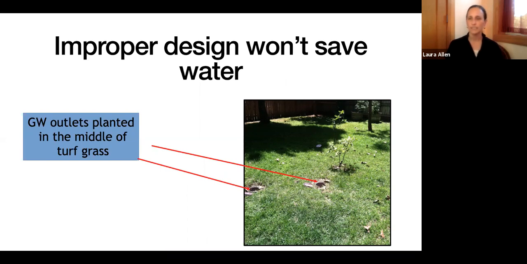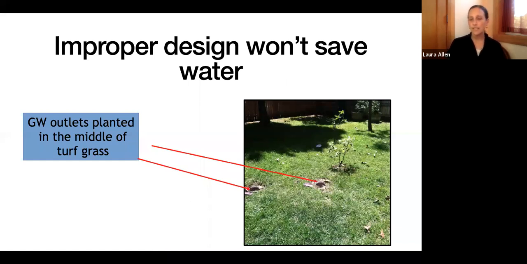They built a technically fine system, nothing's wrong with it. They used all the right parts and it all flows out properly, but their trees are in the middle of their lawn. And so they continue to sprinkle their lawn and they watered their trees with Greywater. So all they did was double water these trees. They're not going to see an ounce of water savings or a drop of water savings.